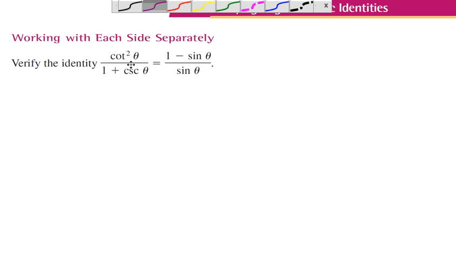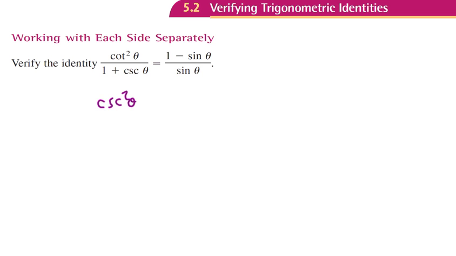So we want to simplify this, okay? And maybe you're thinking, oh, we'll multiply by the conjugate. Well, we could do that, but I'm thinking that since cotangent squared is one of our Pythagorean identities, cotangent squared is cosecant squared minus 1. So I'm going to go ahead and replace cotangent squared with cosecant squared minus 1, and that's all over 1 plus cosecant theta.